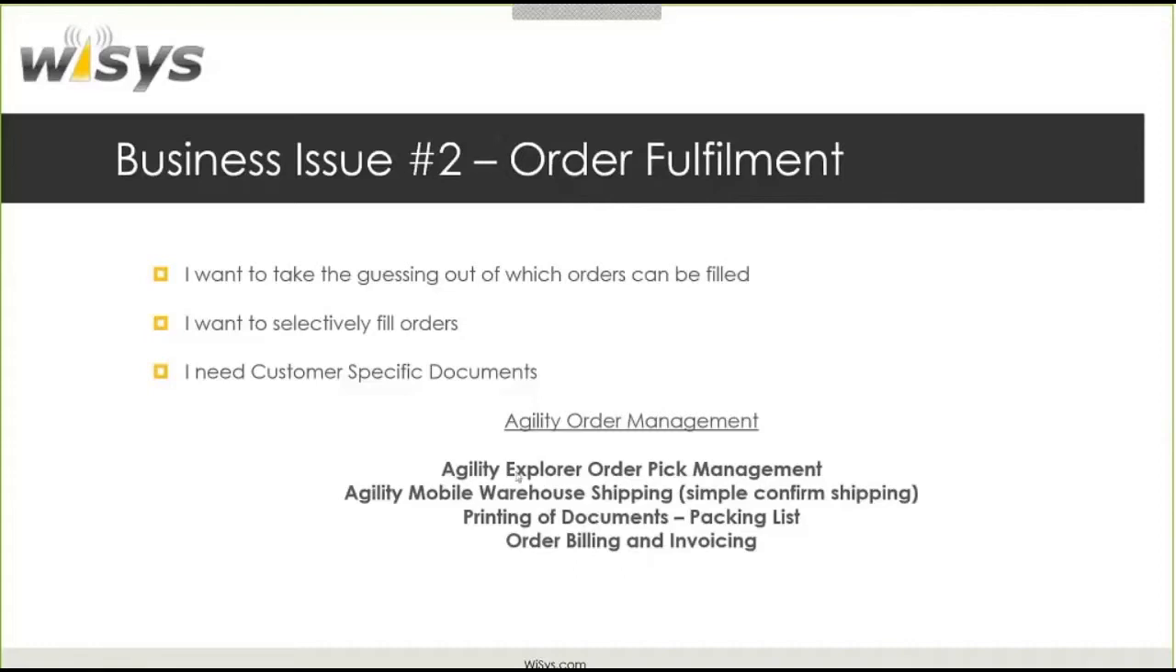To manage that scenario, we're going to take a look at WiSys Order Pick Management, which is in Agility on the desktop. Then we're going to actually go out and get an item and put it on an order. And then we're going to print packing lists, and then we'll go through the process of billing and invoicing.